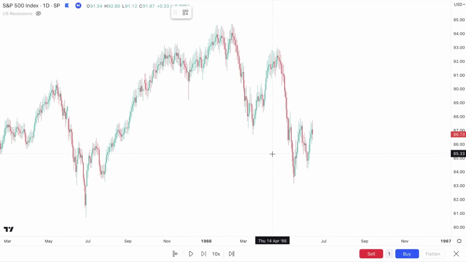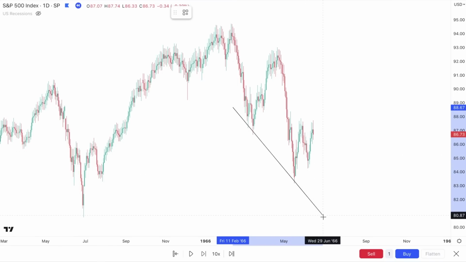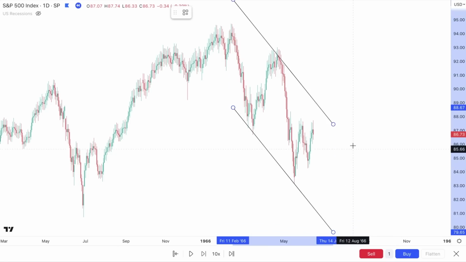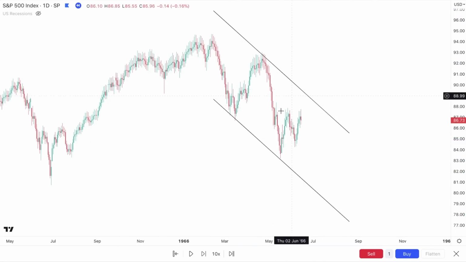So what's the technical structure that you can identify that would actually mark whether or not price is still trending down? And one of the most simple ways to do that is to draw out a price channel. So you use the bottom reactions here. This reaction that you had in March 1966, this one in May 1966, you use these as the bottom reactions, and then you draw out your price channel.